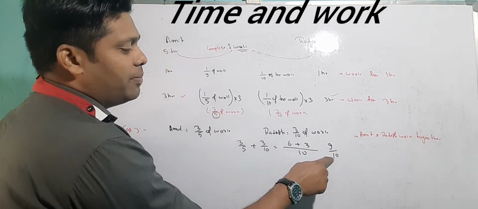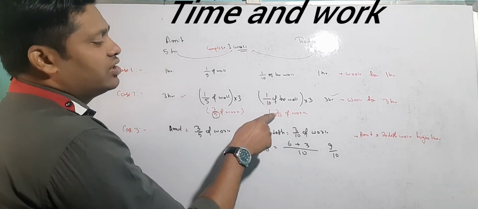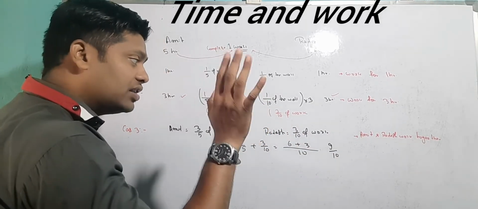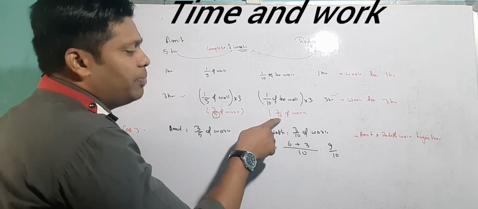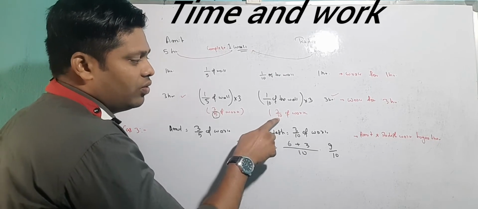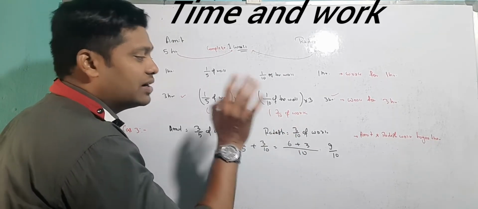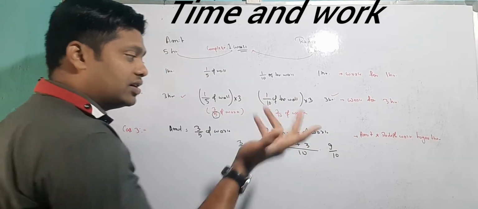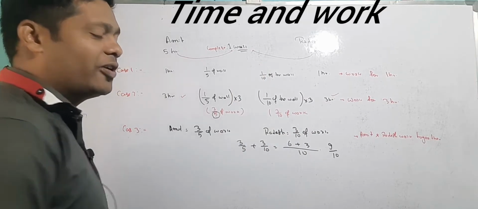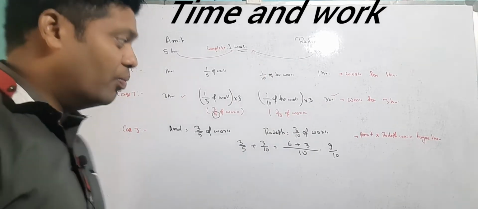Of the 10 parts, 9 parts are done. Only 1 part is left. But in this case, see, 3 parts are done, 7 parts are left. Our total work has been divided into 10 parts. Of that, 3 parts have been done, 7 parts are left. But when they're coming together, of the 10 parts, 9 parts are done in 3 days only. So they're becoming more efficient when they're coming together: less time, more work.